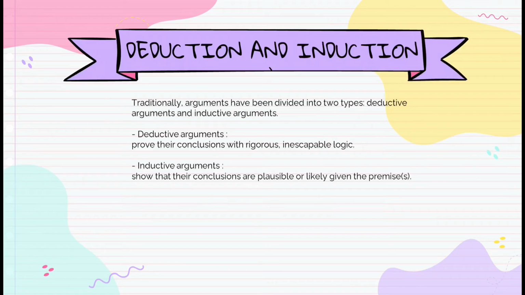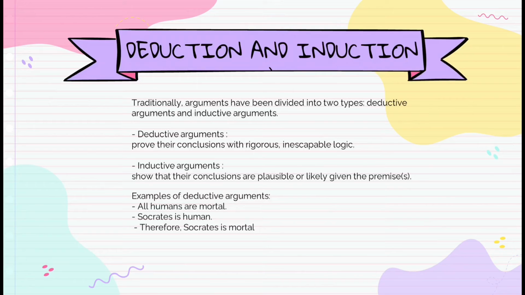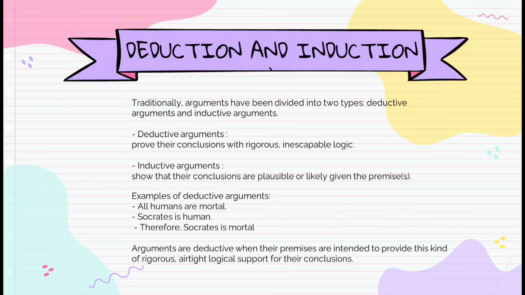the premises. Examples of deductive arguments: All humans are mortal. Socrates is human. Therefore, Socrates is mortal. Notice how the conclusions of these arguments flow from the premises with a kind of inescapable logic. Each argument's conclusion follows necessarily from the premises. Arguments are deductive when their premises are intended to provide this kind of rigorous, airtight logical support for their conclusion.